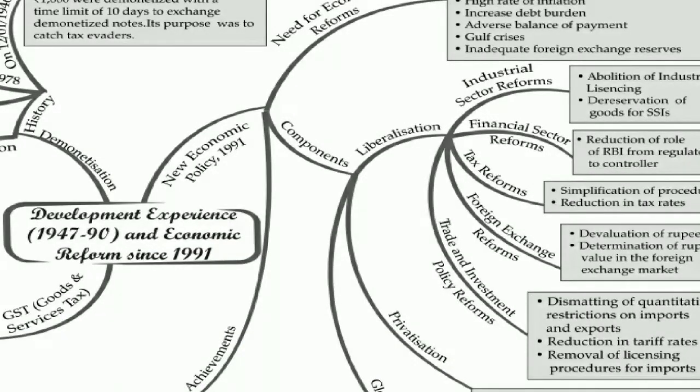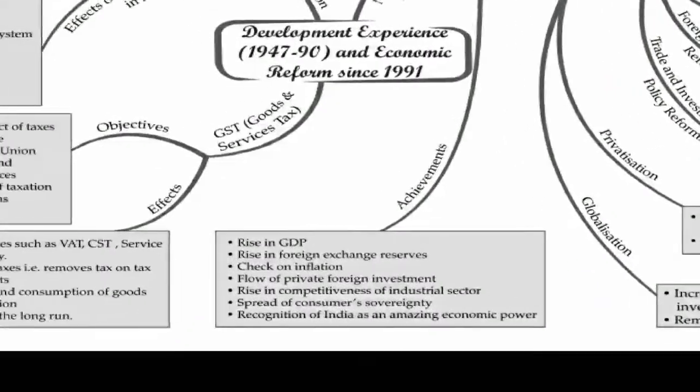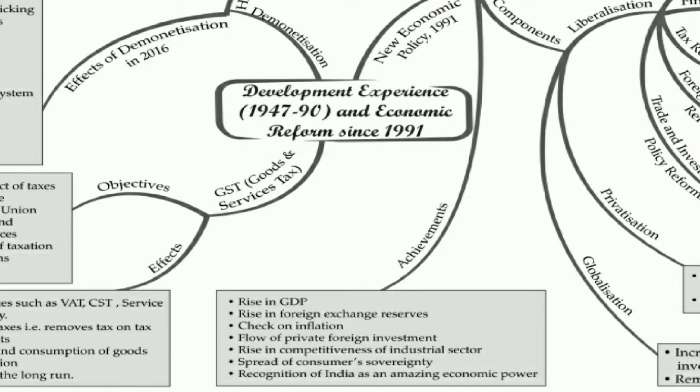After the implementation of the LPG policy, what achievements did we get? These are the points I have already discussed, so now you are able to understand them. With the implementation of the new economic policy, we were able to achieve GDP growth, foreign exchange reserves increased, inflation was controlled, private foreign investment increased, competitiveness which was lacking in the economy has now risen, consumer sovereignty increased, a number of choices became available for the consumer, and India was emerging as an economic power.